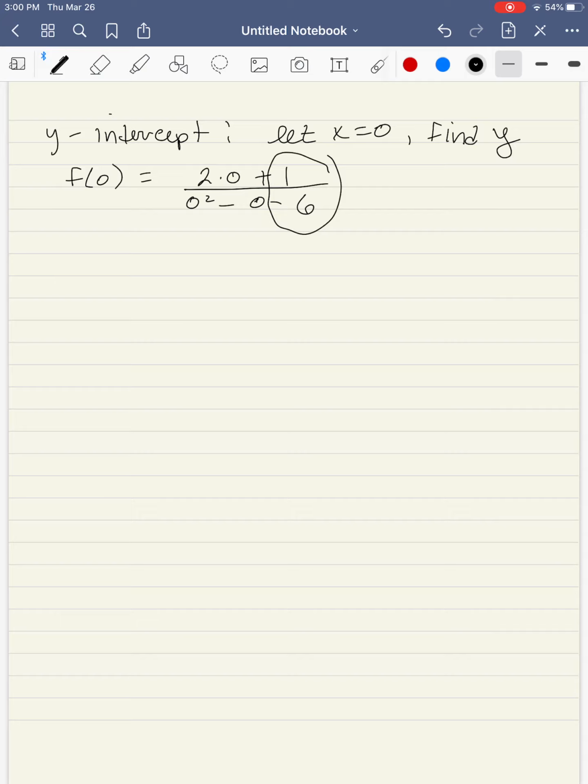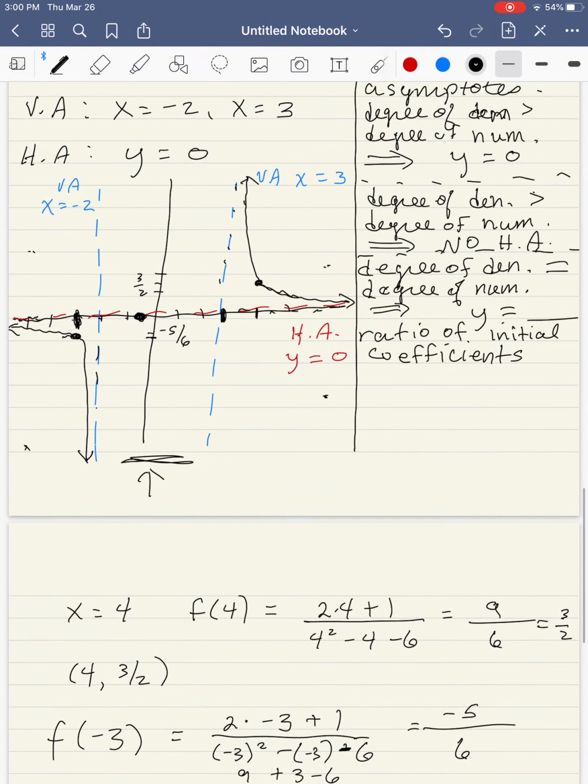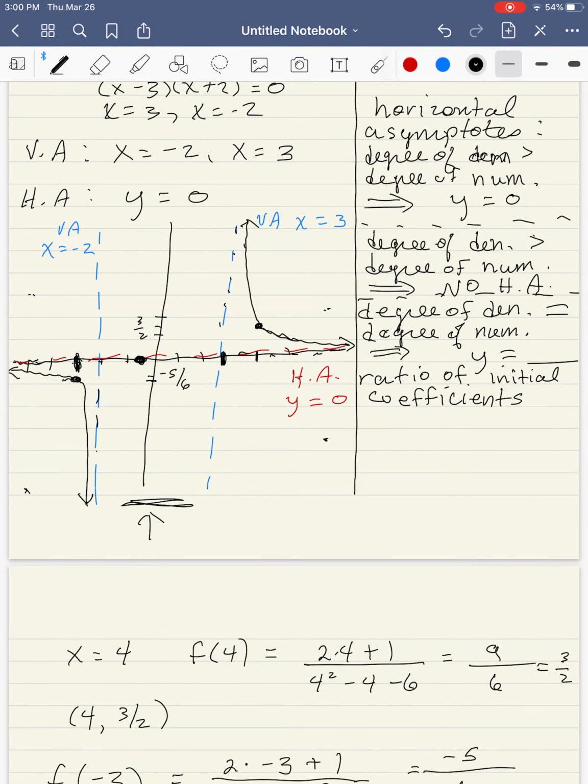It's the same thing here, but since we have a rational function, we'll have the number in the numerator and the number in the denominator. So we'll end up with that ratio. So that gives us the y-intercept, which is the ordered pair 0, -1/6. Then we'll go back and plot that on our graph. It's going to be very close right here.